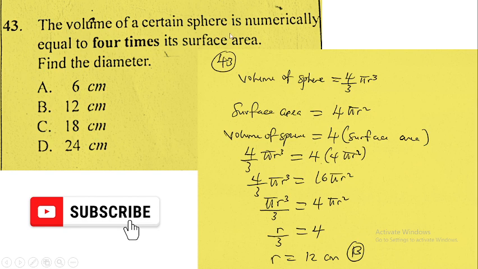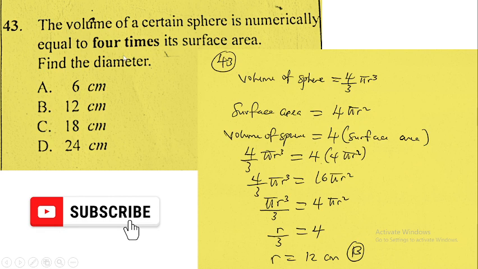The volume of a certain sphere is numerically equal to 4 times its surface area. Find the diameter of the sphere. The volume of a certain sphere. What is the volume of a sphere? 4 over 3 pi r cubed.